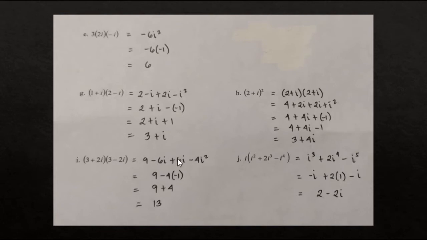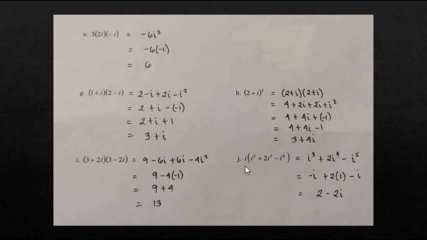So this becomes 0. So what is remaining is 9 minus 4, and i squared again is negative 1. So 9 plus 4, that is 13.